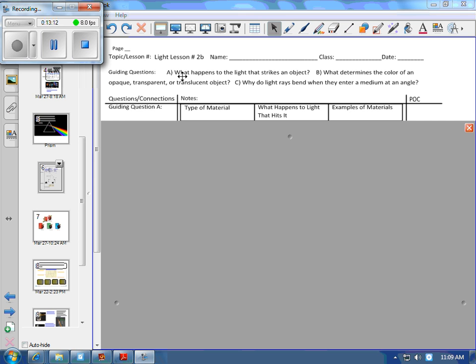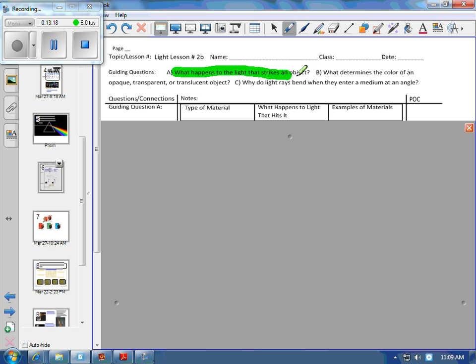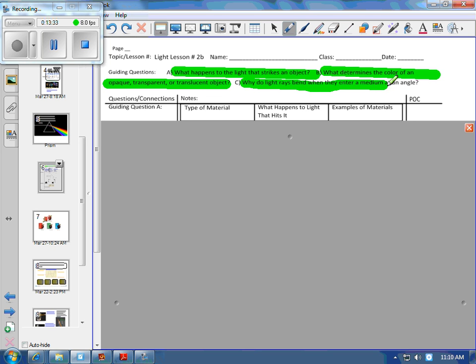First off, guiding questions. A, what happens to the light that strikes an object? B, what determines the color of an opaque, transparent, or translucent object? And C, why do light rays bend when they enter a medium at an angle? So that's what we're going to be talking about over the next few minutes.